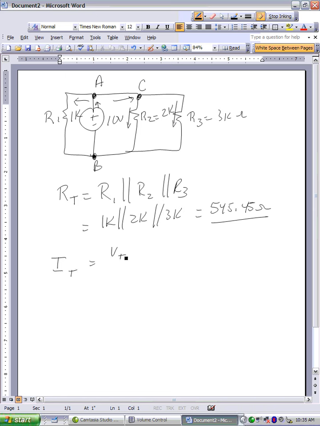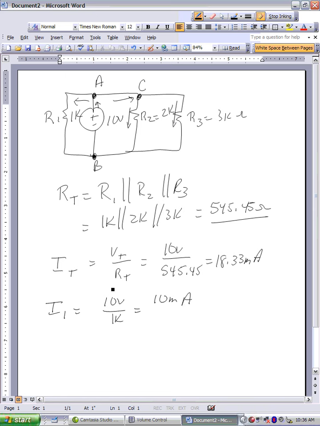Total current, total voltage divided by total resistance. So it's 10 volts divided by 545.45, which is equal to 18.33 milliamps. I1 is 10 volts divided by 1K, 10 milliamps.